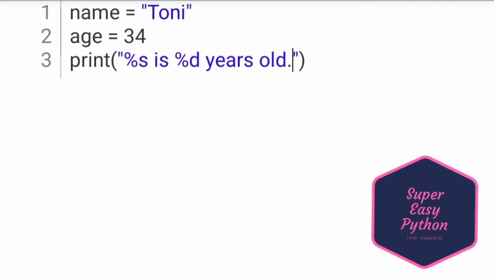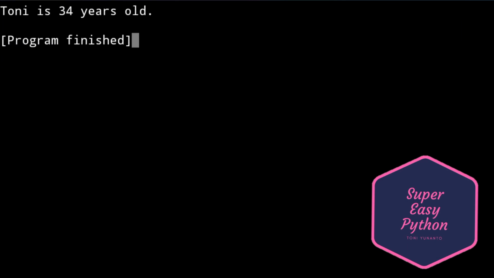And then next we try to link it with those two variables, the variables of name and age, of course. So it will be modulo, and then in the bracket, name, comma, age. Don't forget the last bracket, like this, friends, and run it. Toni is 34 years old. That's the result, friends.